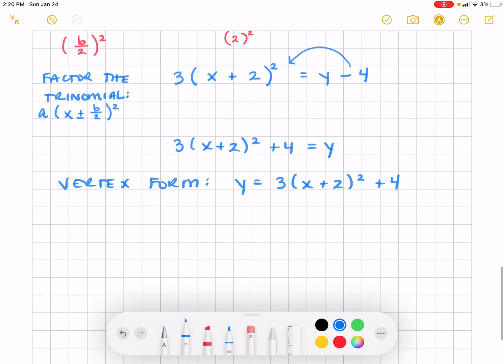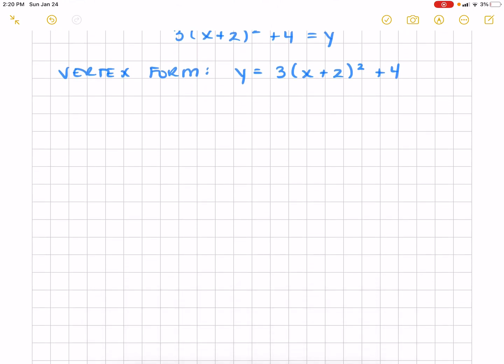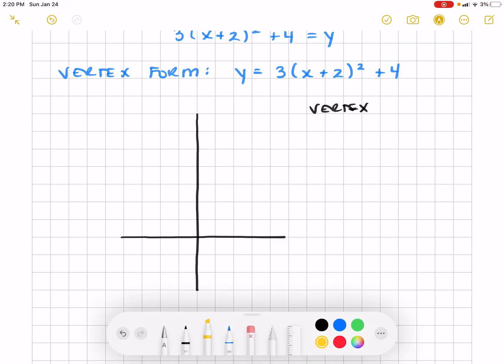Okay? So let's go ahead and set up the graph for this and identify what our vertex is going to be. Okay, well, in this case, the vertex is going to be the opposite of this number. Okay, so the vertex is going to be the opposite of this, comma this. And so again, in words, remember this means that the parabola shifted left 2, and this means the parabola shifted left 4. So the vertex is going to be negative 2, comma 4.